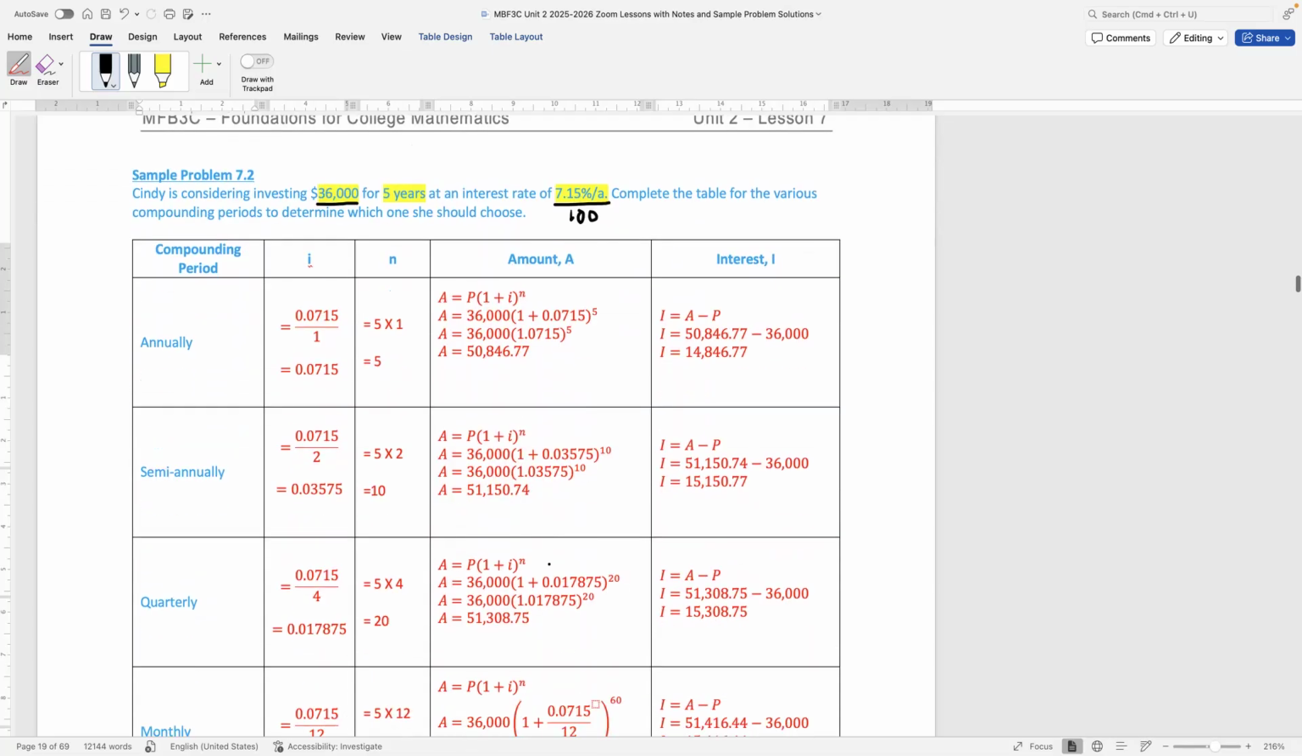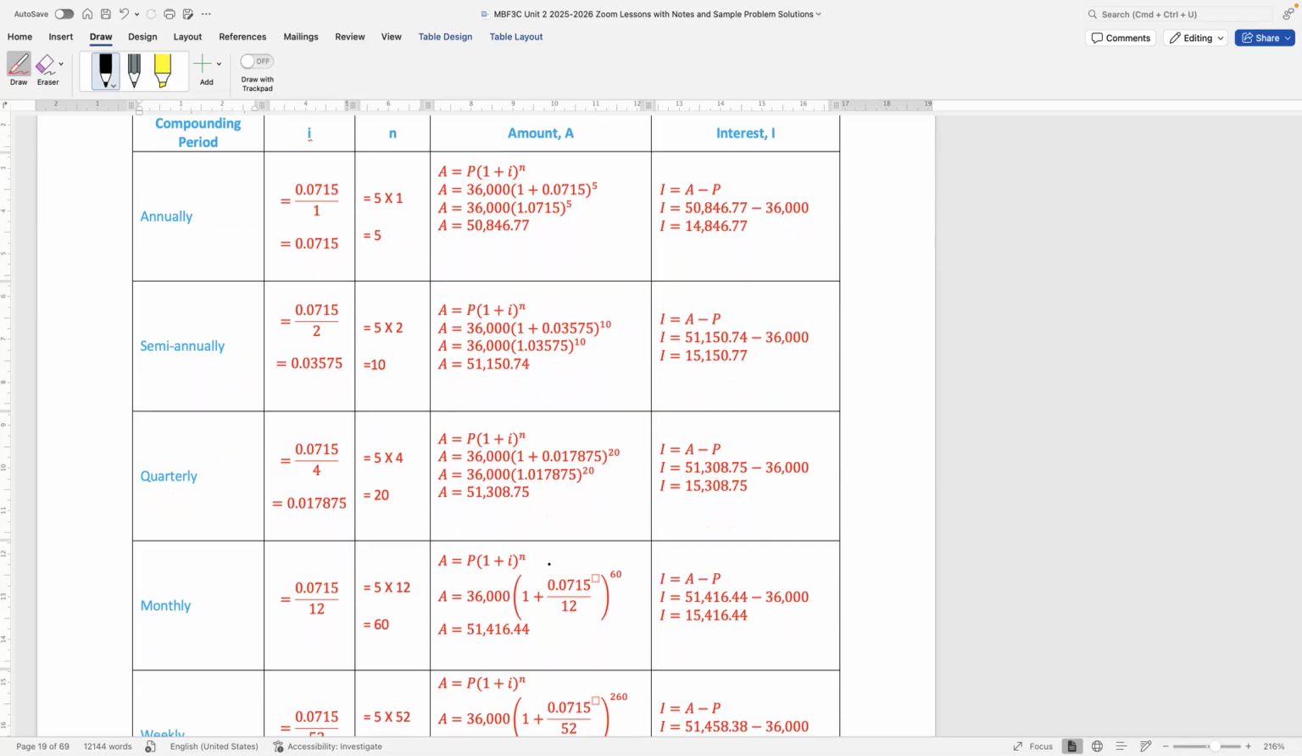Okay, let's take a look at the next one, if we compound it quarterly. Quarterly means 4 times per year. So now we're going to divide the 0.0715 by 4. If you do that in your calculator, I'll get 0.017875, which is not a large decimal and not rounded off, so I can use that number in my calculations.